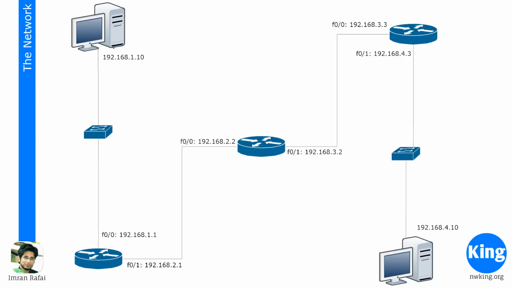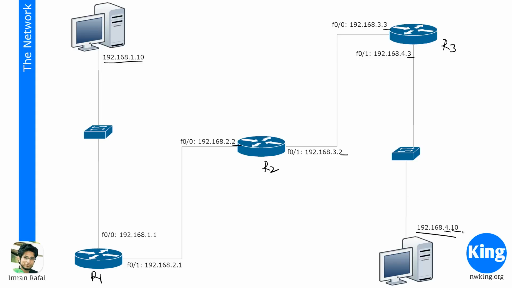This is the network where we have 3 routers. So this is R1, this is R2, and this is R3, right? This computer is 192.168.1.10. This is 4.10; the 4 denotes the 4.0 network, this is up to you. This is 1.0, this is 2.0, this is 3.0. The IP addresses I've given to the routers are 1.1 because it's router 1, 2.1, 2.2 and 3.2 because the last octet 2 denotes router 2, and 3.3 and 4.3 denote router 3, right?